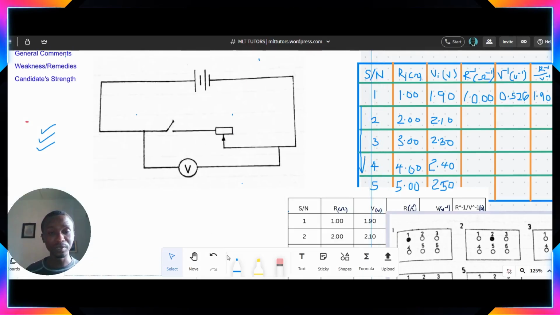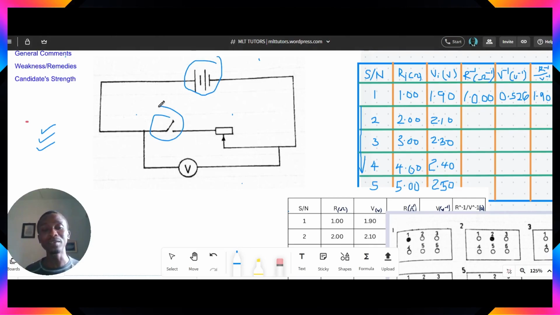I remove the plug key. I will ensure that I remove the plug key when not in use, when you are not taking your reading, in order to avoid cell rundown, so that your battery will not run down quickly. Then also, apart from that, you can ensure tight connection. I would ensure that I have tight connection at the terminals to allow free flow of current. And you can also avoid parallax error on the voltmeter when you are taking your readings.